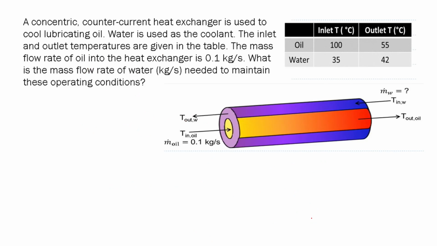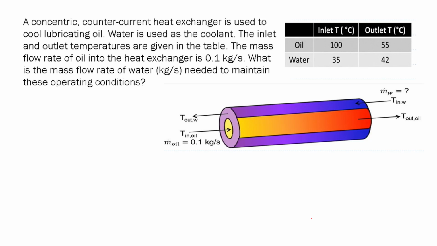Now, if we move to the next problem, it is very important. It's also related to the heat exchanger. So, a concentric counter current heat exchanger is used to cool lubricant oil. Water is used as a coolant. The inlet and outlet temperatures are as given in the table. The mass flow rate of the oil into the heat exchanger is 0.1 kilogram per second. What is the mass flow rate of the water needed to maintain these operating conditions?